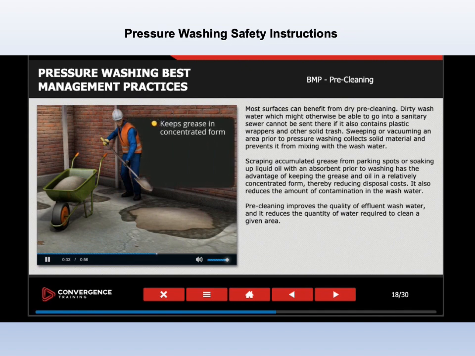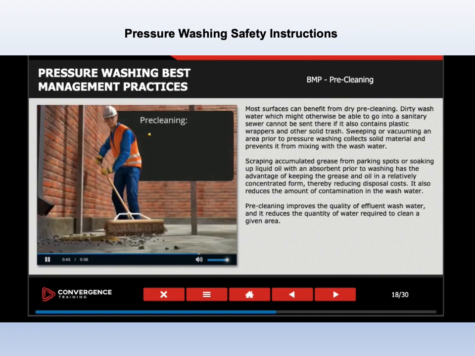Scraping accumulated grease from parking spots or soaking up liquid oil with an absorbent prior to washing has the advantage of keeping the grease and oil in a relatively concentrated form, thereby reducing disposal costs. It also reduces the amount of contamination in the wash water. Pre-cleaning improves the quality of effluent wash water, and it reduces the quantity of water required to clean a given area.